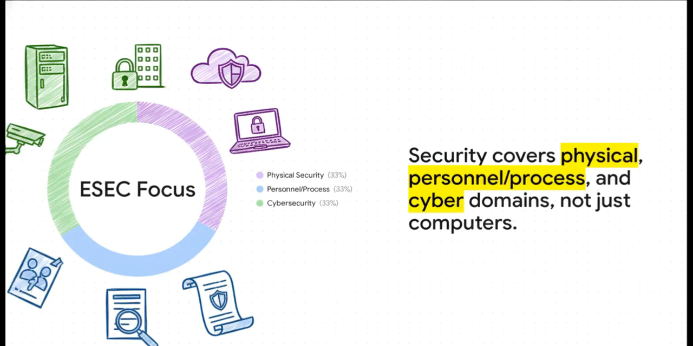And a huge misconception is that security is just about computers and code. But a real security approach, what ESEC is all about, covers three big domains. Of course, there's cybersecurity, that's your networks and software, but there's also physical security. We're talking locked doors, server rooms, cameras, and maybe most importantly, there's personnel and process, things like background checks, privacy policies, and training your people. You have to master all three to be truly secure.